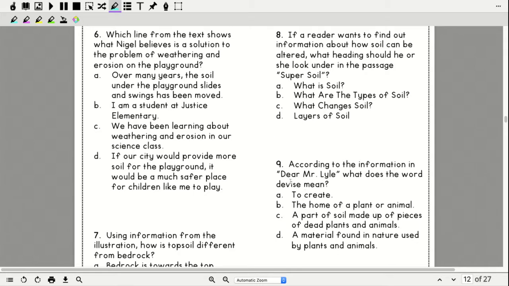Number 9. According to the information in Dear Mr. Lyle, what does the word devise mean? A, to create. B, the home of a plant or animal. C, a part of soil made up of pieces of dead plants and animals. D, a material found in nature used by plants and animals.